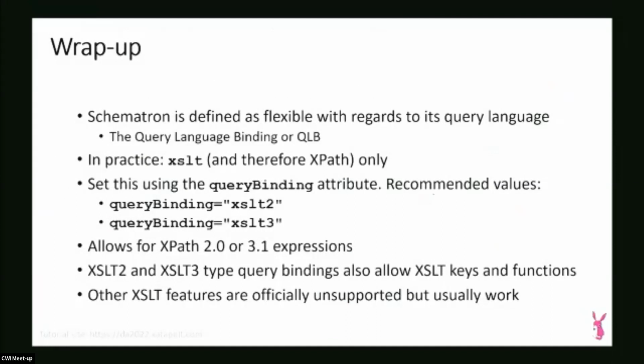This concludes my tutorial. So what have we talked about? We have talked about Schematron, which is pretty flexible with regards to its query language. In practice, you can only use XSLT and XPath. You use it by setting the query binding attributes, and you can do XSLT keys and functions and all the other stuff unofficially. So this is what query binding is actually about and how it works.